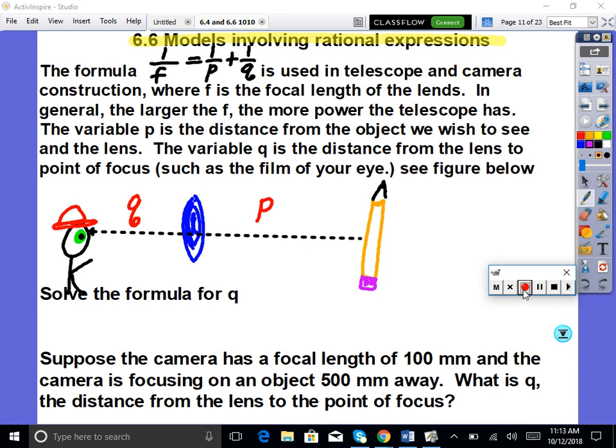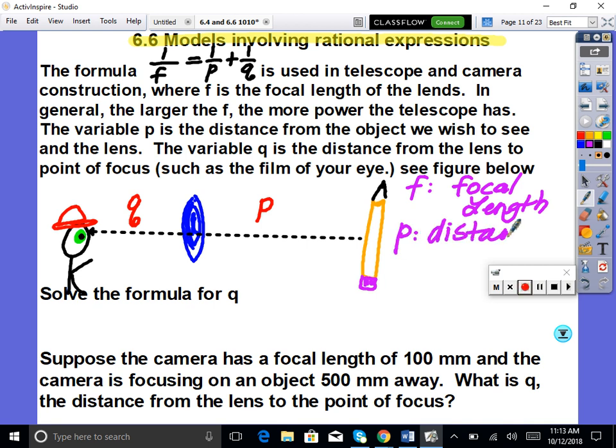So I say, I was given a formula. What did F stand for? Focal length. I write myself a little note. Okay, moving on. Then I say that P stood for what? Distance of the object. Then I say moving on. Then Q was the distance of what? The lens. Okay, cool. Moving on.